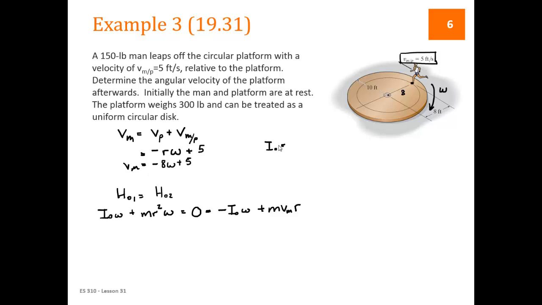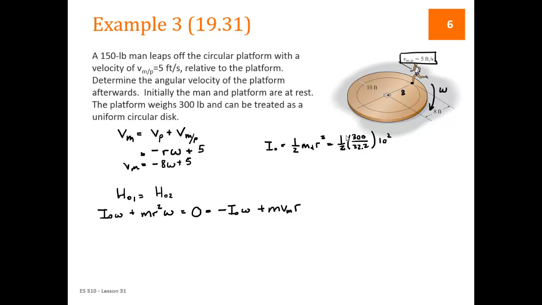I naught is the moment of inertia of this platform, which they tell us should be treated as a circular disk. So we can look that up, and the moment of inertia is 1/2 of the mass of the disk times the radius of the disk squared. So in our case, this is 1/2 of 300 over 32.2 times 10 squared.